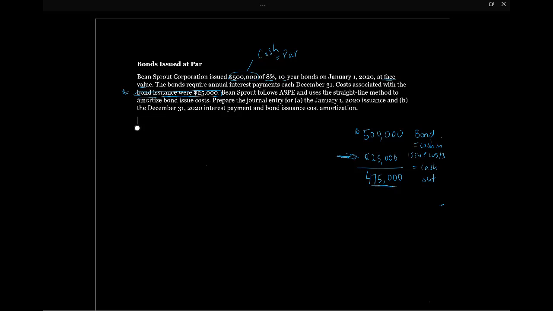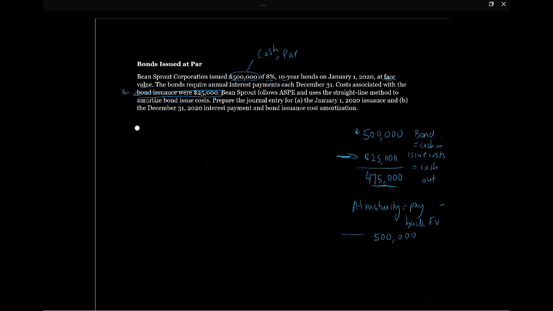Now, before we get to the journal entry, let's think about this $25,000. What's going to happen here? Are we just going to leave the $475,000 on our statement of financial position until the bond matures? Well, there's two reasons we can't do that. First of all, at maturity, we know that we have to pay back the face value. So we have to pay back $500,000 to the bondholders.